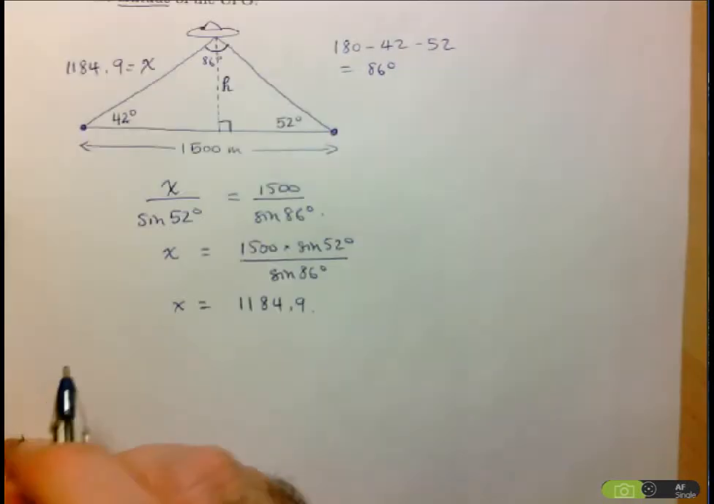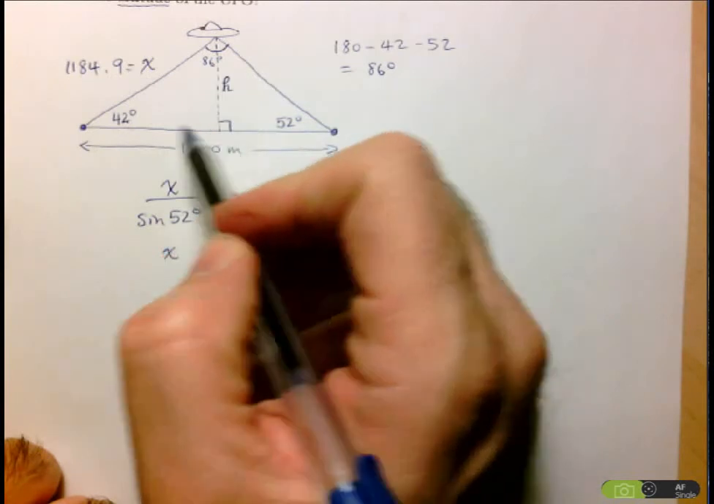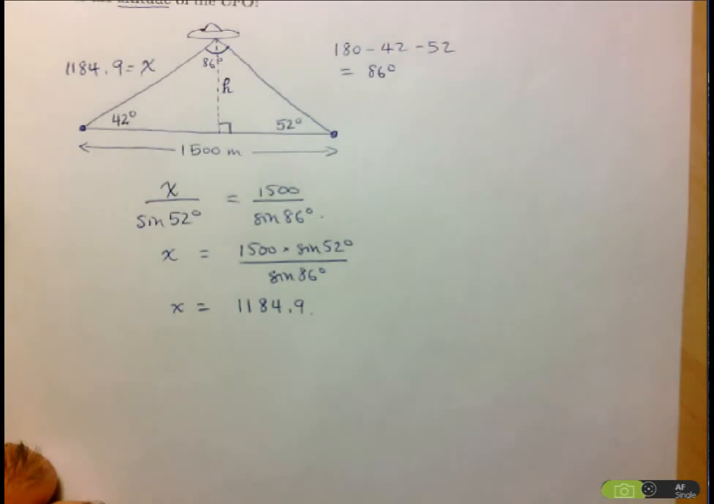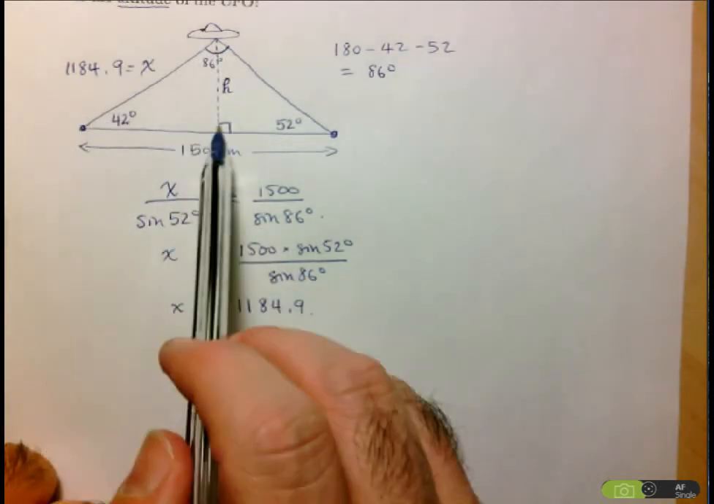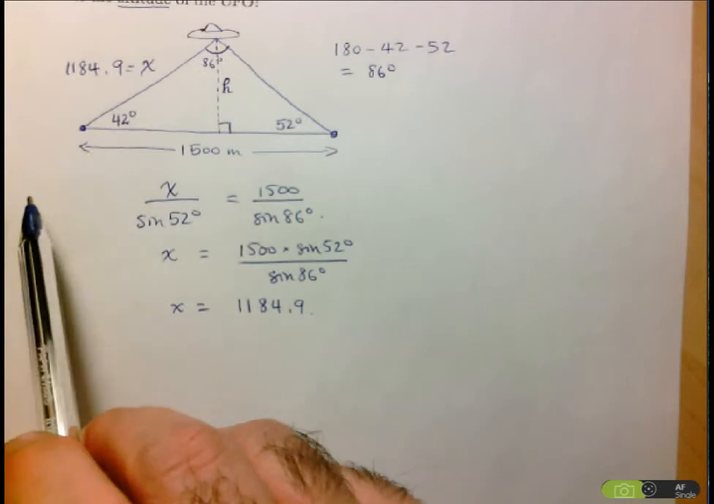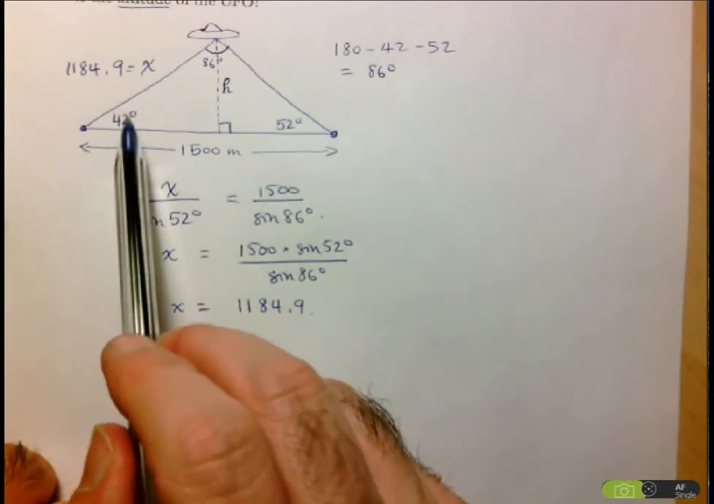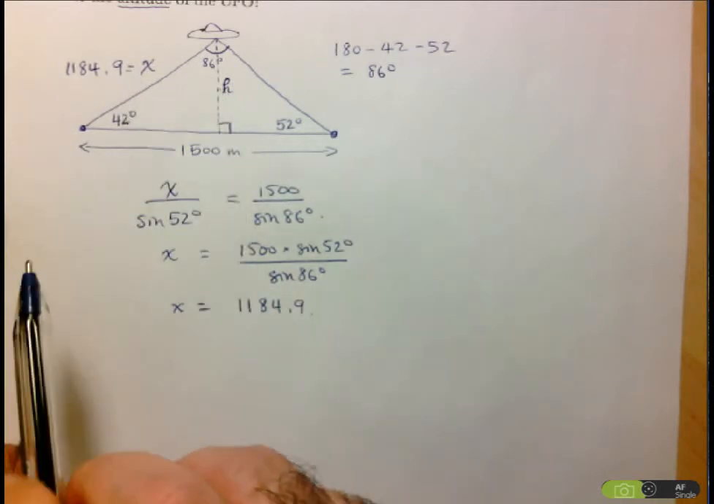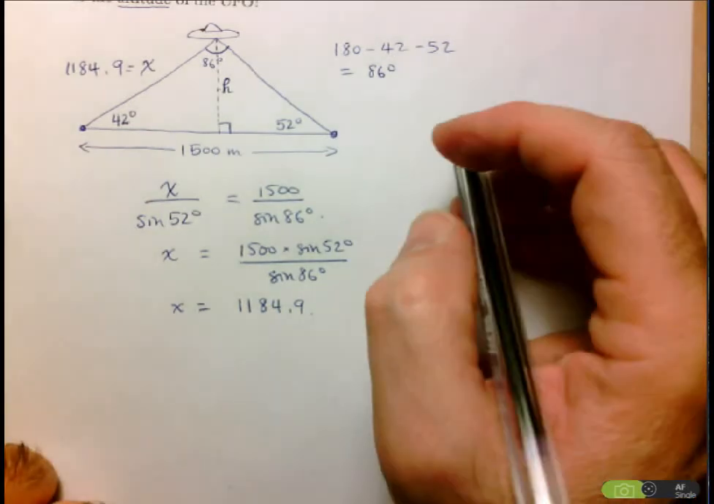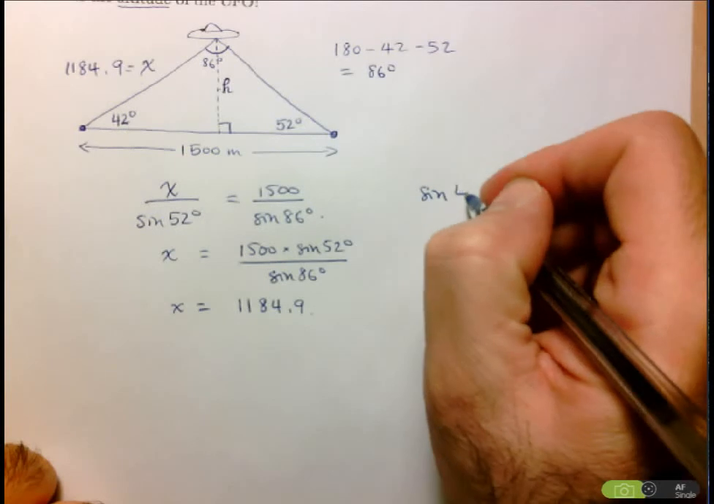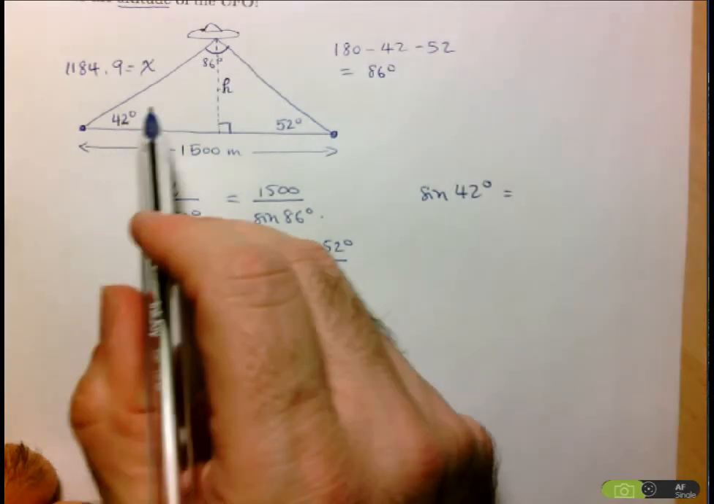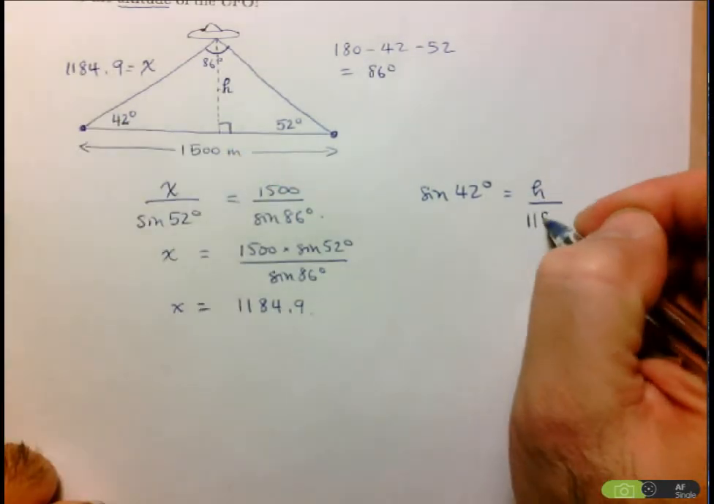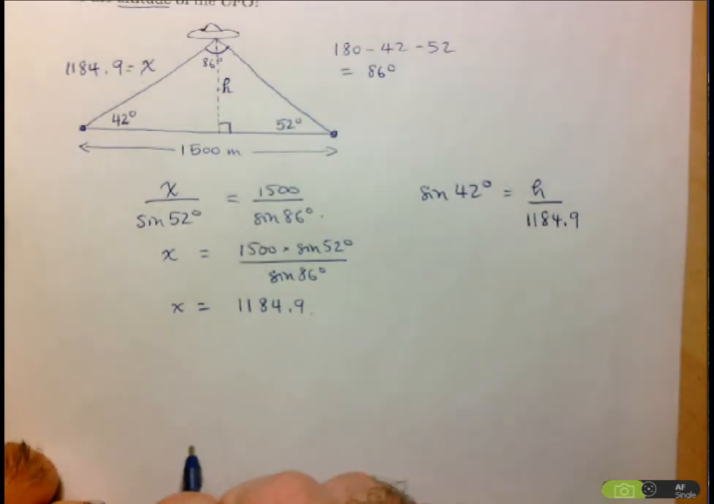Let me include that now in my diagram, 1184.9. Now I have enough information to work with this left-hand right-angle triangle. Let's figure out which trig ratio I'm going to use. Now that I'm working with a right-angle triangle, I only want to work with sine, cosine, or tangent. I have this angle, 42 degrees. I'm looking for the opposite side, and I know the hypotenuse. So with opposite and hypotenuse, I'm going to be using the sine ratio. So sine of 42 degrees is equal to the opposite, which is h, over the hypotenuse, which is the one I just found, 1184.9.